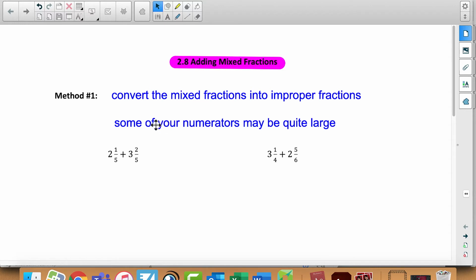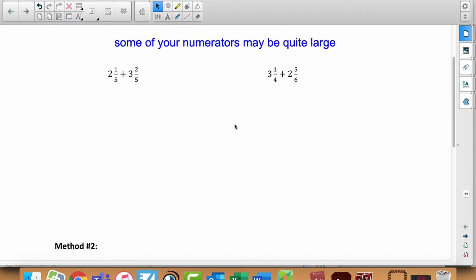The problem with this method is some of your numerators may be quite large, but this is the method that most students, I would say, use. Whenever they see mixed fractions, whether it's adding, subtracting, multiplying, or dividing, they always switch it into improper fractions. And that'll work. I mean, with multiplying and dividing, you have to switch them into improper fractions, and you can do it for adding and subtracting too. I just don't like doing it, usually, because sometimes you get really big numerators and it can get kind of unwieldy. But it does work. I mean, let's look at these two questions.